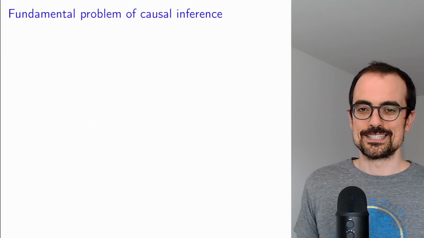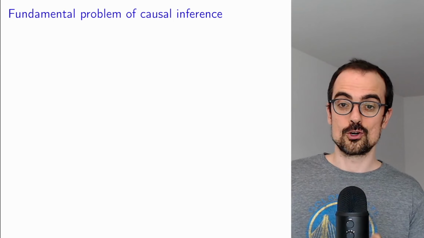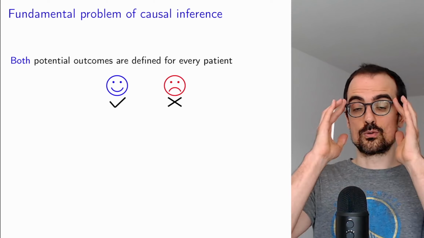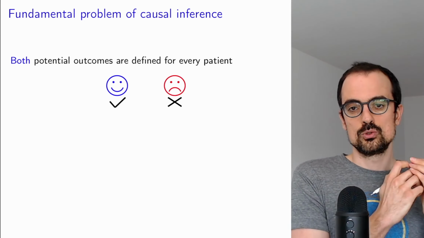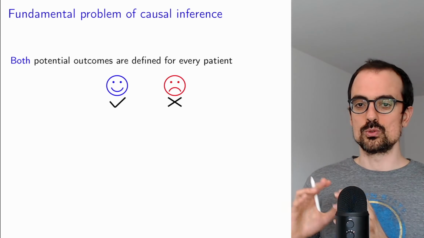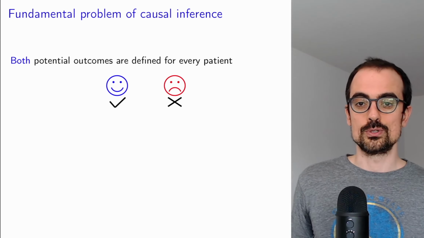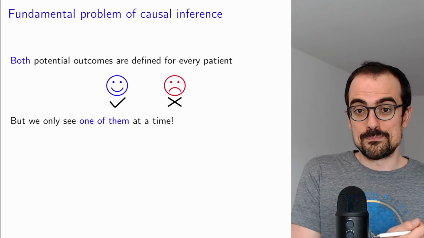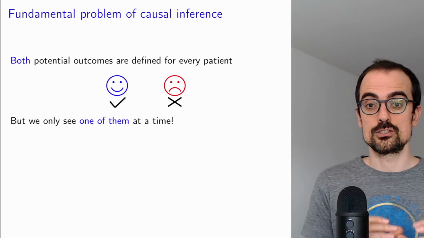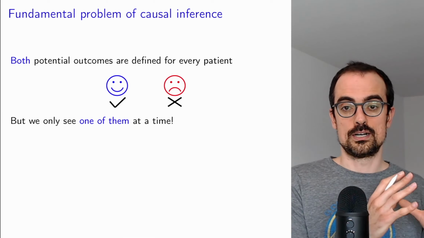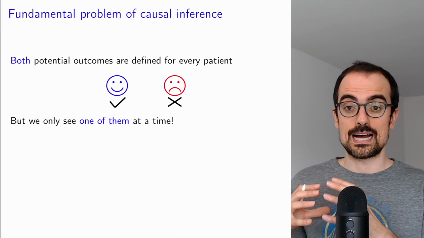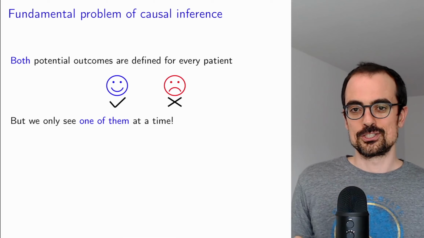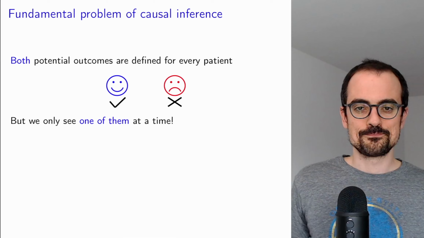The reason why we're not done at all is the fundamental problem of causal inference. Both potential outcomes are defined for every patient, right? We could go to the alternative reality where the patient is treated, and we could go to the alternative reality where the patient is not treated. But this is only true mathematically. In practice, we're going to either treat the patient or not. So we are only going to have access to one of these realities. The other one is going to be counterfactual. It's going to be counter to factual reality. It will not exist, so we do not get to see it.